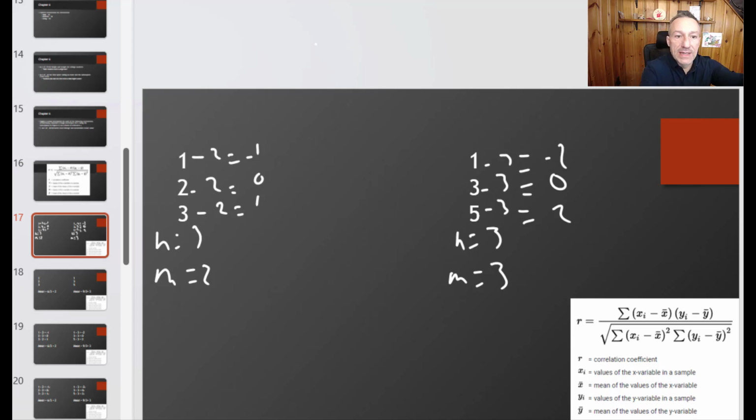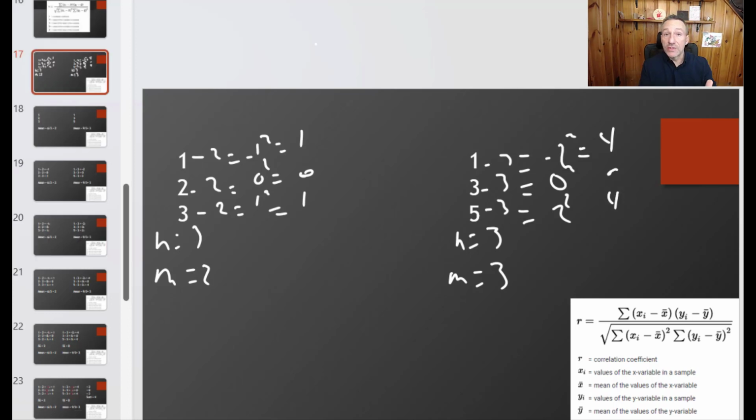In any case, how we'll fix that is we will square everything. So we get 1, a 0, and a 1. Over here, we get a 4, a 0, and a 4. So we add those up, and just like with the standard deviation, it is called the sum of squares. So you'll see it a lot as SS. The SS for the first data set, the first variable, is 2, and the sum of squares for the second variable is an 8.